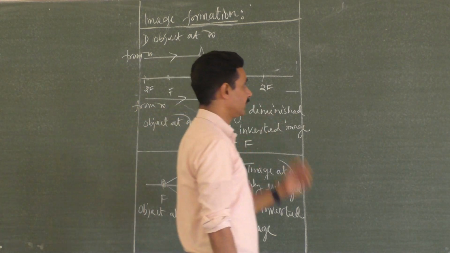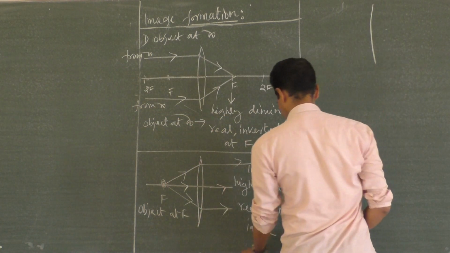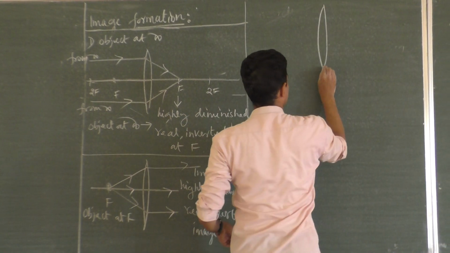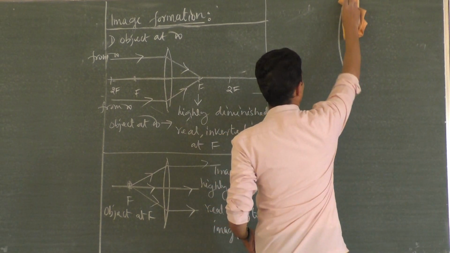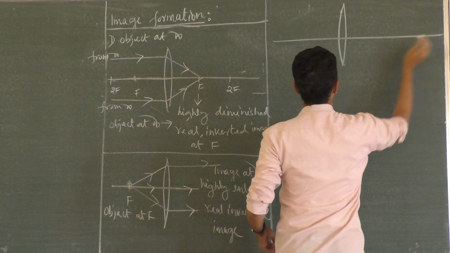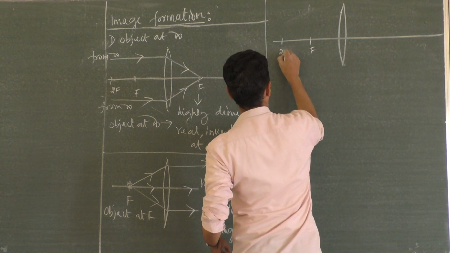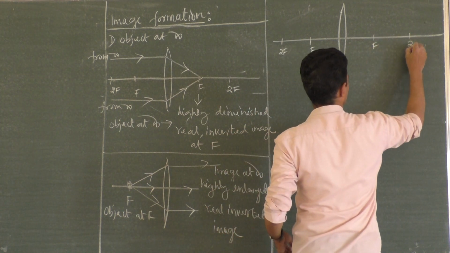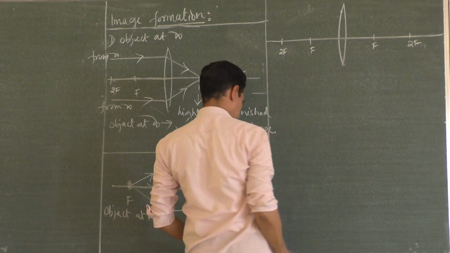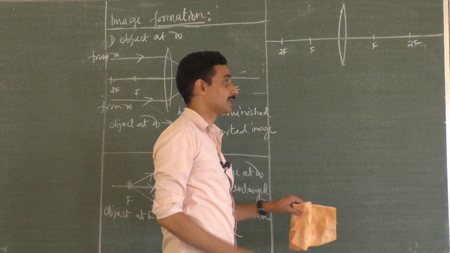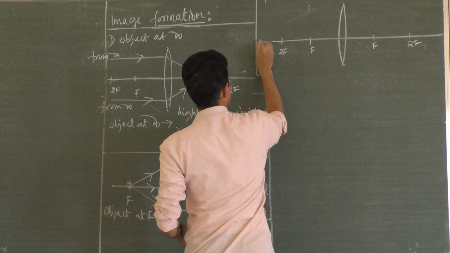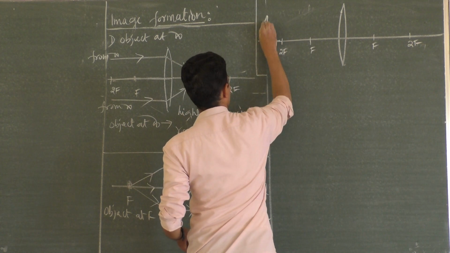Beyond 2f, not at infinity, at a limited distance away from 2f. Okay, object away from 2f. So I will keep a lens here, a convex lens, like this. This is f, this is 2f, and here is f, here is 2f. Keep an object beyond 2f. You know that anything beyond C or beyond 2f is larger, so let us take a larger object so that it becomes easier to analyze.